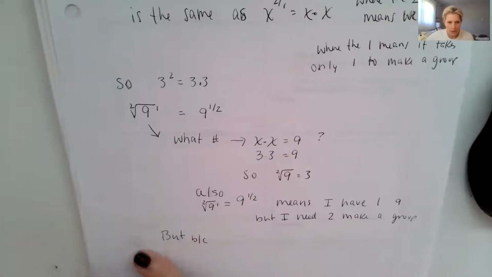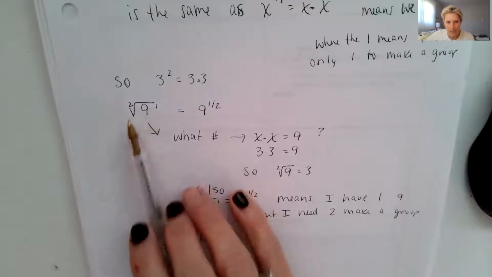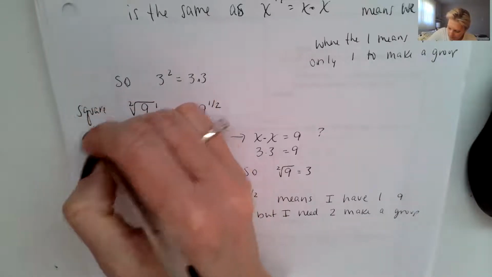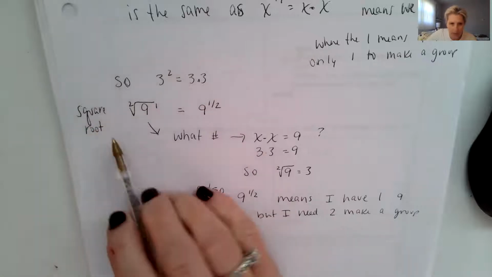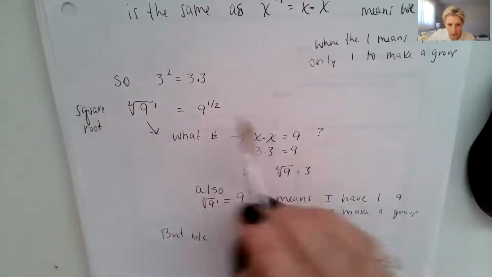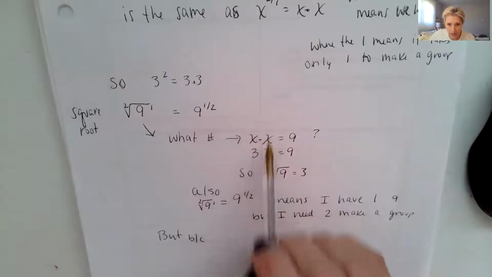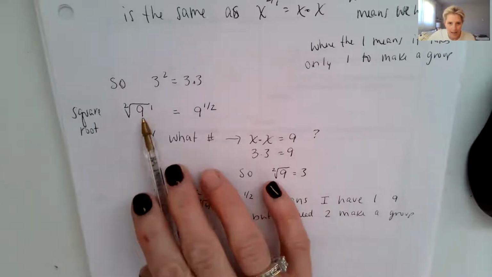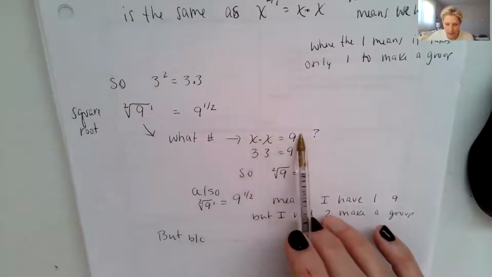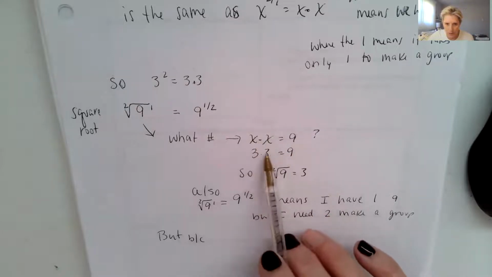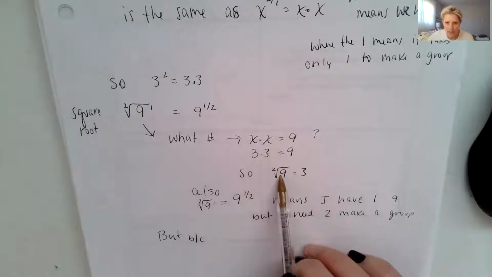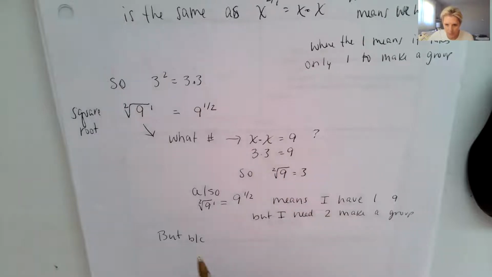If we want to introduce this thing called a square root, a square root means we're looking for a number that, when multiplied by itself, or squared, gives us the number. Something squared makes 9. So what number times itself equals 9? It has to be the same number. So 3 times 3 is 9. So the square root of 9 is equal to 3.